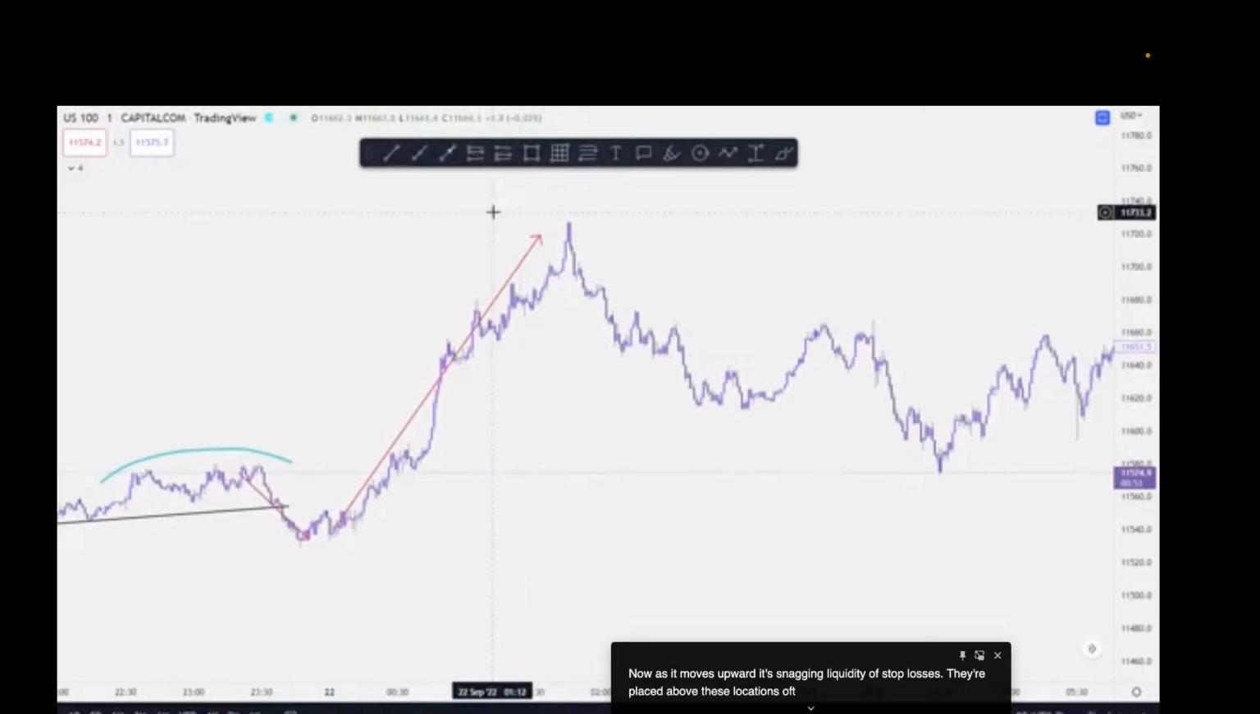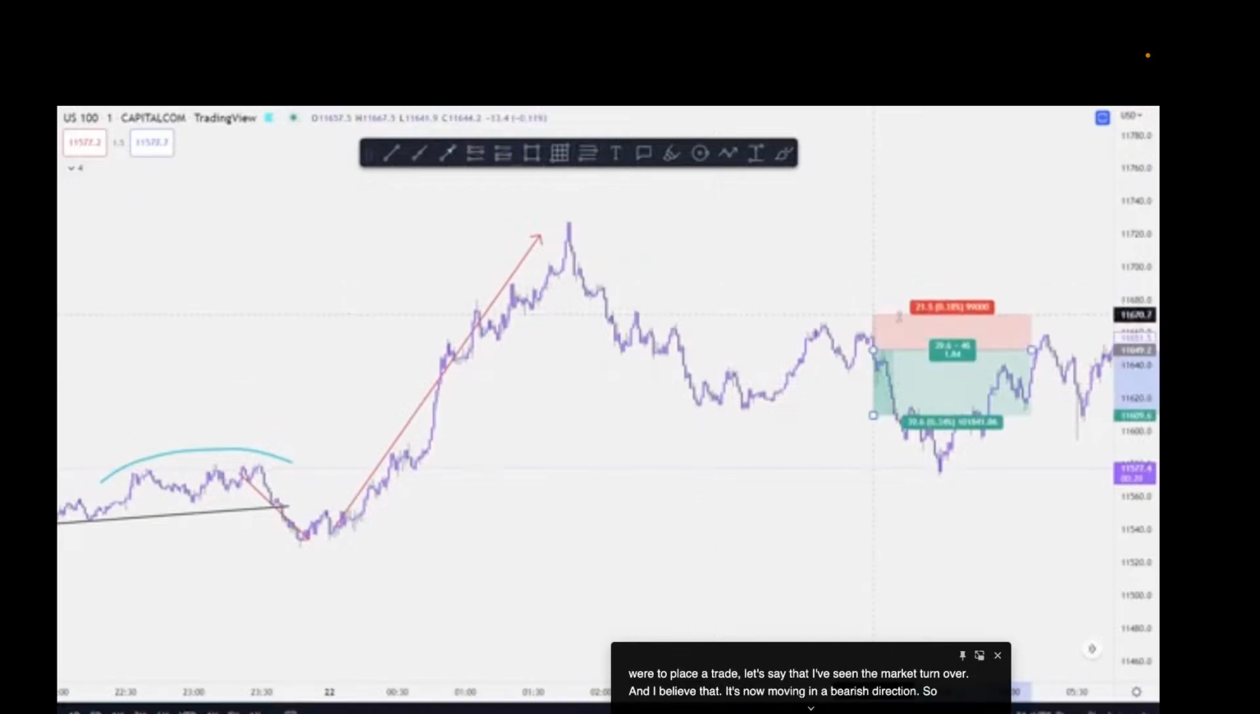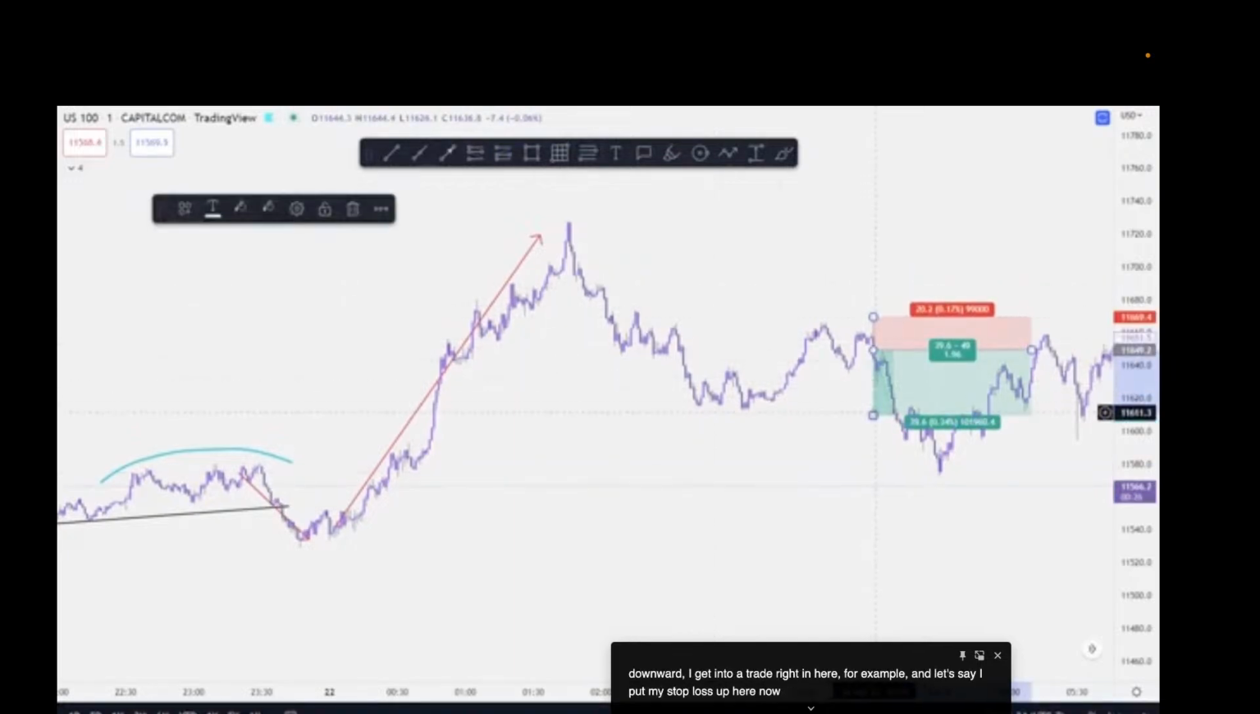I use that, for example, if I were to place a trade, let's say that I've seen the market turn over and I believe that it's now moving in a bearish direction, so downward. I get into a trade right in here, for example, and let's say I put my stop loss up here. Now, where am I going to target? I can target one of two spots.